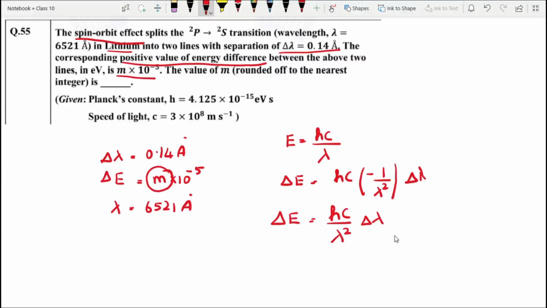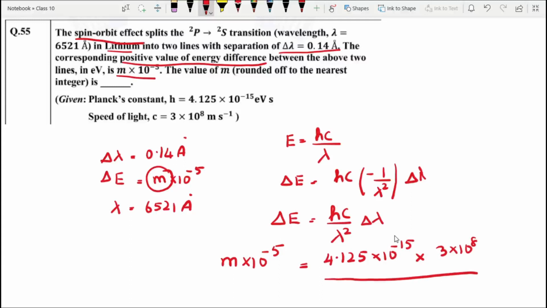So in the question they have given already delta E is m into 10 raised to minus 5 and h is 4.125 into 10 raised to minus 15 and c is 3 into 10 raised to 8 divided by lambda is 6521 into 10 raised to minus 10 and delta lambda is 0.14 into 10 raised to minus 10. So by simplifying it, we will be getting m value as 4.08.